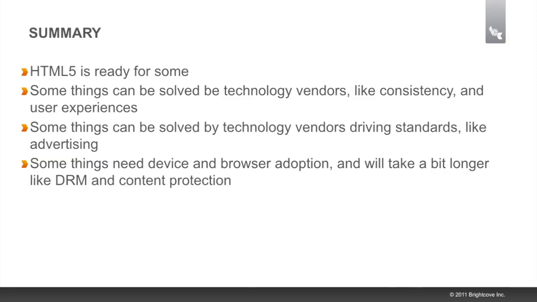To try and summarize this, HTML5 is ready for some. Some things can be solved by technology vendors, like consistency and user experience. Some things can be solved by technology vendors driving standards like advertising. Like in our case, we tried with DoubleClick. We're trying to push our work to IAB to be a standard. So that's one thing that we're trying to do. And some things need device and browser adoption. And this is when we talk about content protection and DRM.